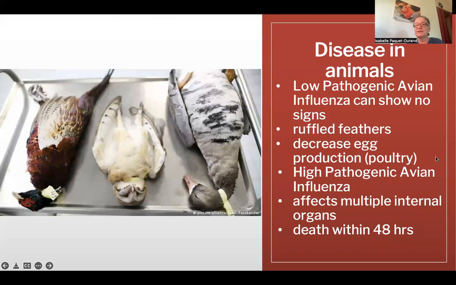So in animals, there are low pathogenic influenza viruses that are not causing as many signs, where it's just ruffled feathers and decreased egg production. And then in the highly pathogenic avian influenza, there can be death without any signs within 2 days.